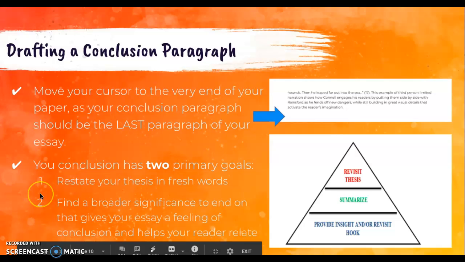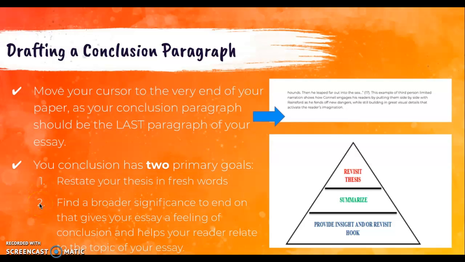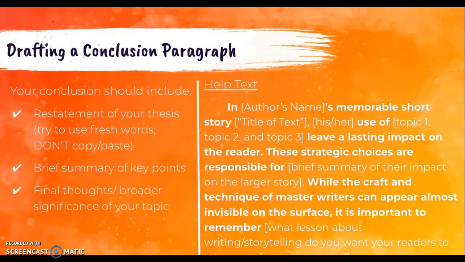Now, our second goal for our conclusion is to end with a broader significance that gives your essay a feeling of conclusion and helps your reader relate to the topic of your essay. By the time they read that last sentence, it should be clear to the reader that this essay is complete. All right, now how do we actually do that? Let's go ahead and talk about first what we need to include in this final paragraph, and then let's look over our help text, which will maybe give you a little nudge in the right direction.